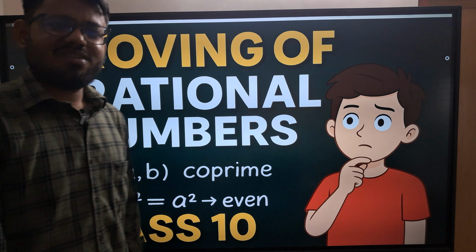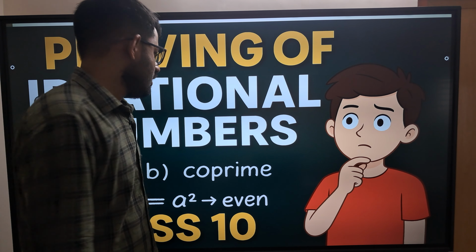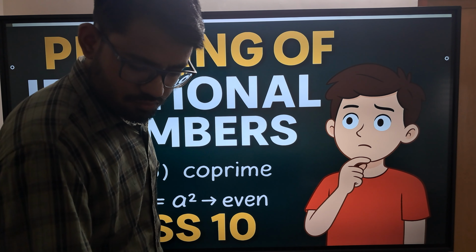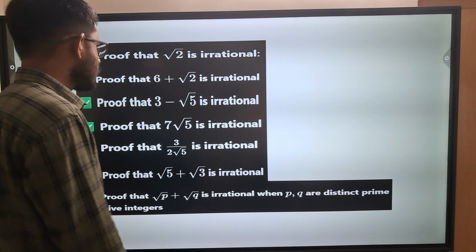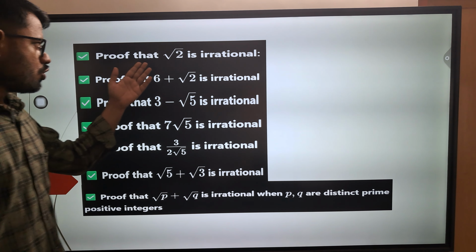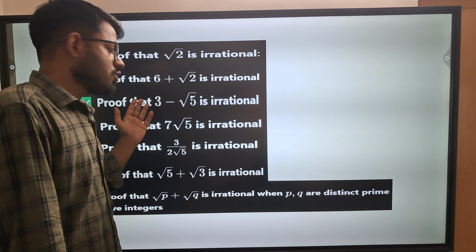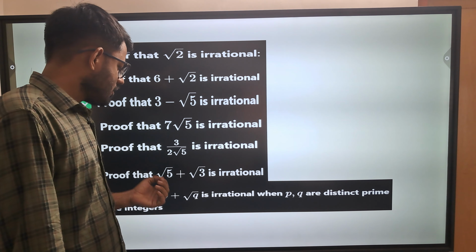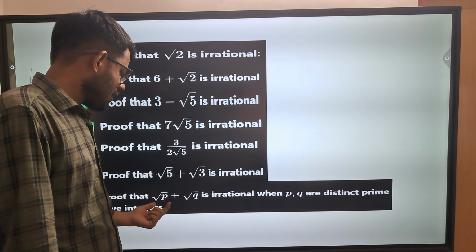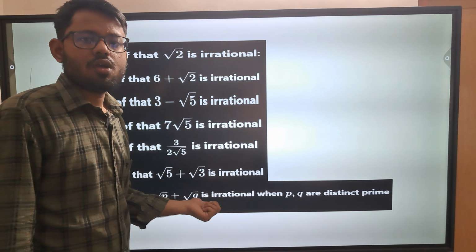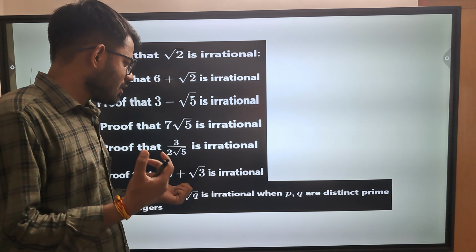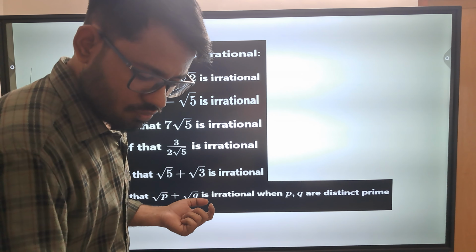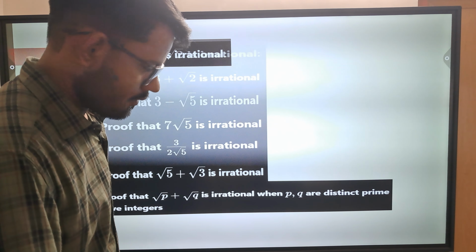Hello dear students, in this session we are going to discuss irrationality of numbers. Let us see what all questions we will discuss. So we will discuss these questions: root 2 as irrational, 6 plus root 2, 3 minus root 5, addition, subtraction, multiplication, division, and then root 5 plus root 3, and in general root p plus root q. I will take this video a little faster, and let's check the first slide.